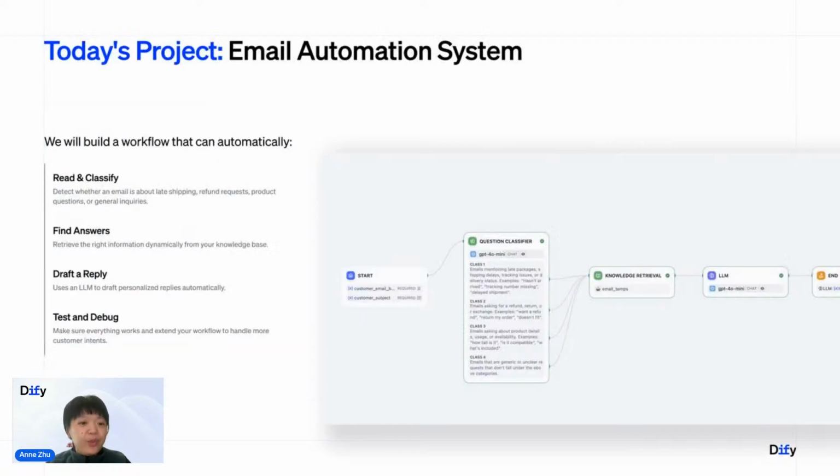What we will be building today is an email automation system. We will build a workflow that can automatically read and classify the incoming emails, then help find answers and draft a reply with the help of an LLM. Last but not least, we will test and debug to make sure everything is ready.